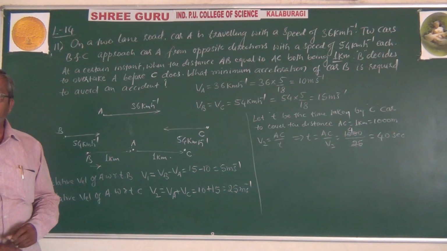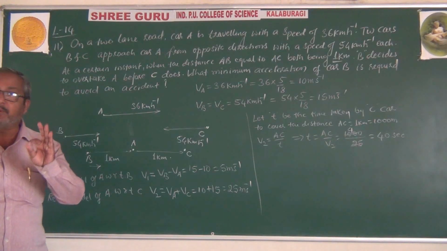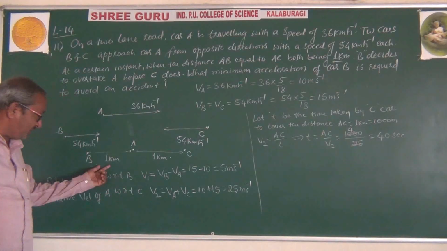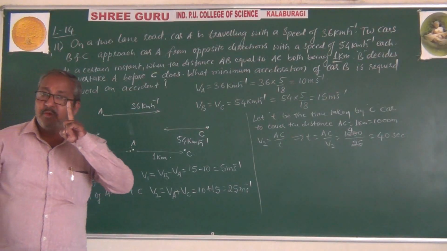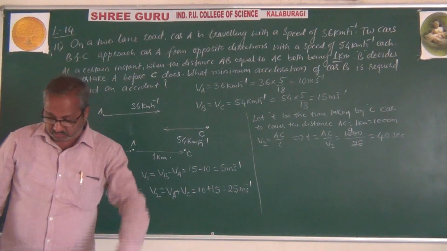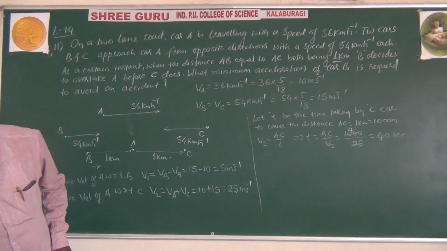Let us take the minimum time, which should not be more than 40 seconds, to cover the distance of 1 kilometer. 1 kilometer is equal to 1000 meters.